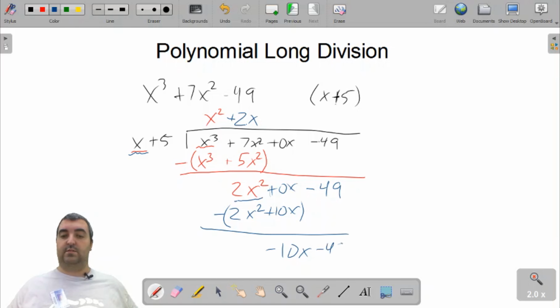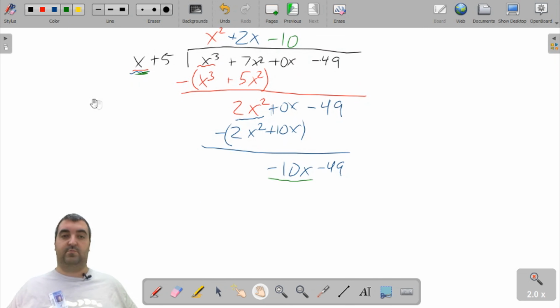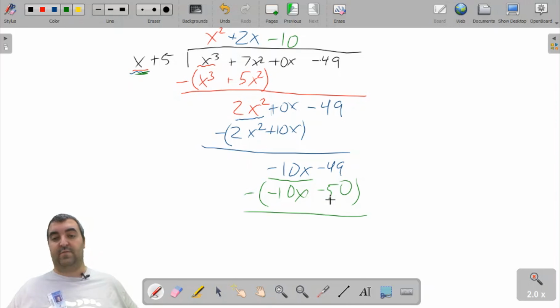Bring down the 49. Our last step is to look at this term and the x. To multiply x by some number to get negative 10x, that would be negative 10. So you multiply it out. Negative 10 times x is negative 10x. Negative 10 times 5 is negative 50. And then we subtract, so be careful with your negatives. Negative 10x minus negative 10x, those cancel. Negative 49 minus negative 50 is like plus 50. So we get 1.